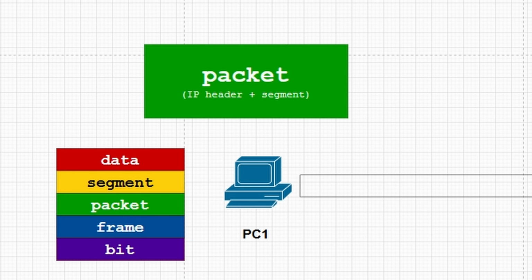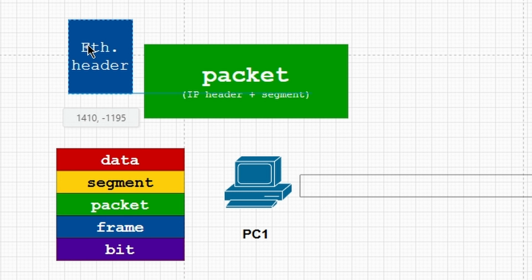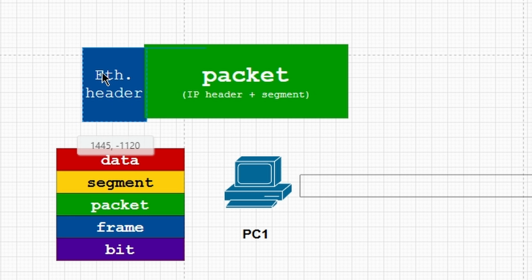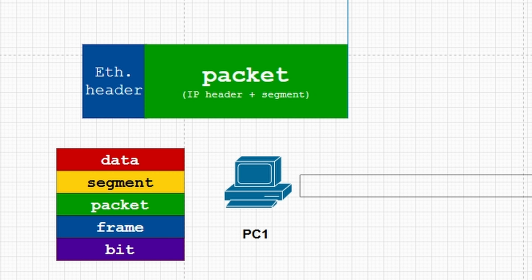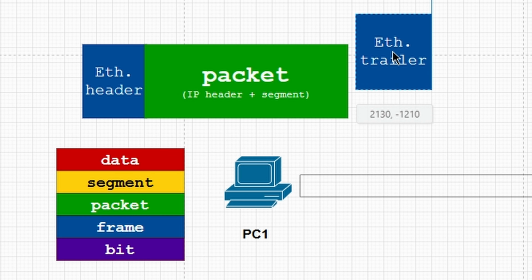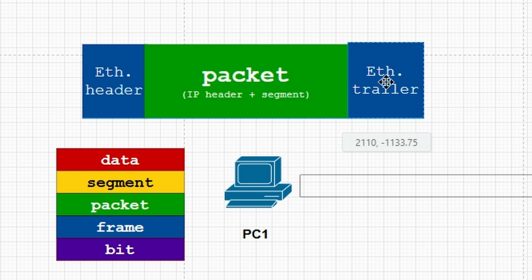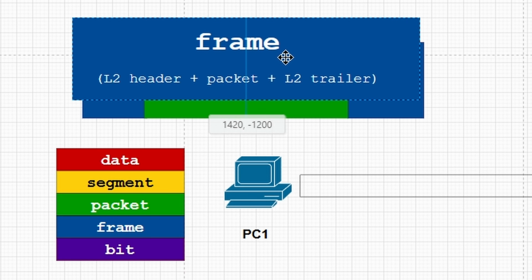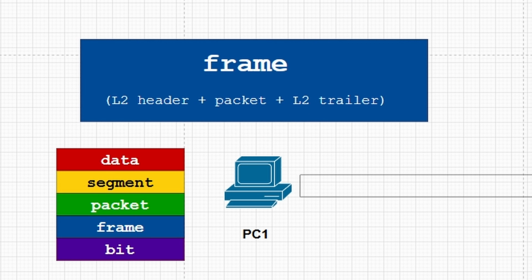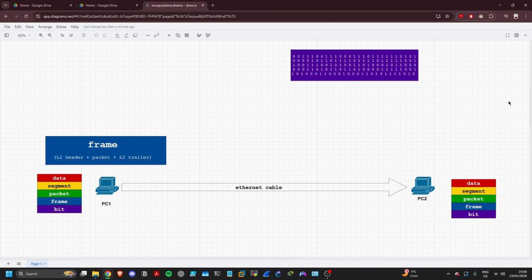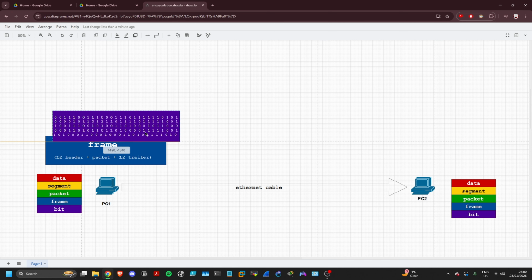We'll continue by encapsulating this packet into a frame. We'll do that by attaching 2 things: an Ethernet header, which has the source and the destination MAC address, and an Ethernet trailer, which has some sort of integrity check algorithm. It basically makes sure that the frames are not being corrupted whatsoever. What you're looking at here is a frame. The frame has the packet, the Ethernet header, and the Ethernet trailer. And finally, this frame will be converted into bits, or zeros and ones.